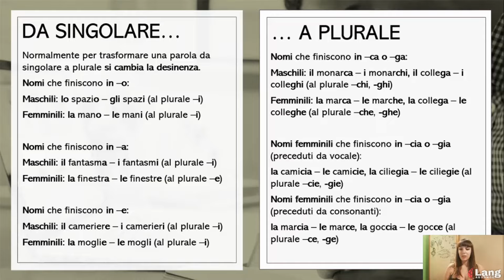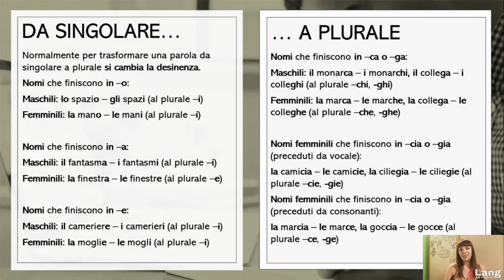The rule is when the CIA or GIA have a vowel in front of them, you will keep the I even when it changes into plural. So if you check ciliegia, okay, G-I-A, in front of them there is an E, so there is a vowel, and that's why we keep the I. If you check marcia, okay, in front of CIA there is an R, a consonant. Also goccia, CIA, there is a consonant, a C.